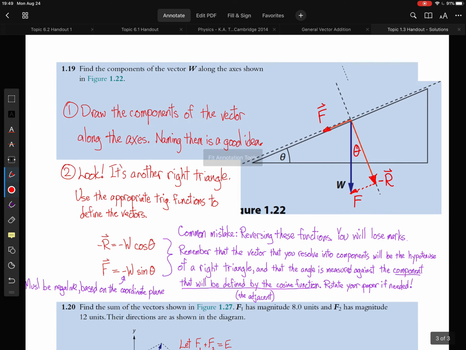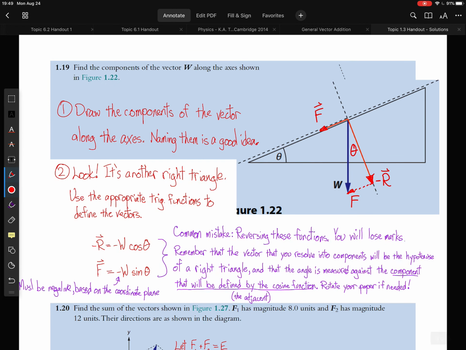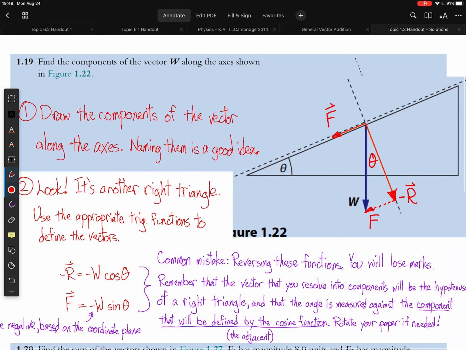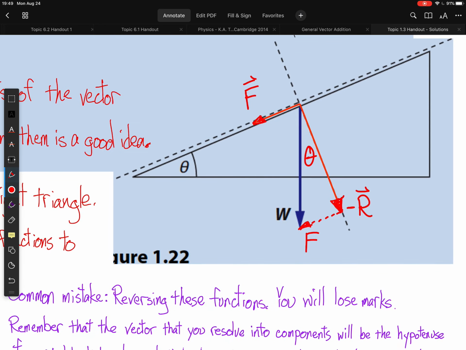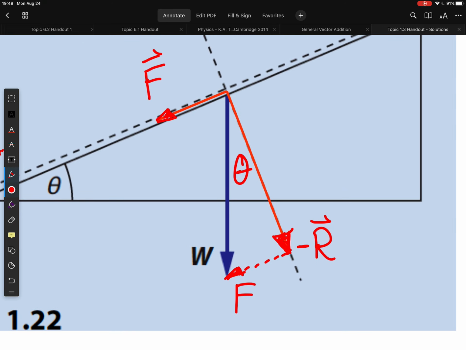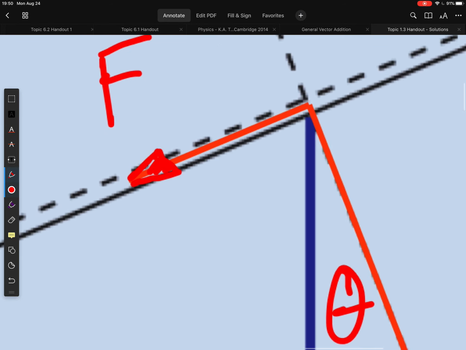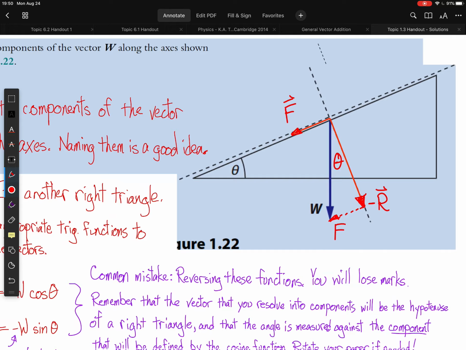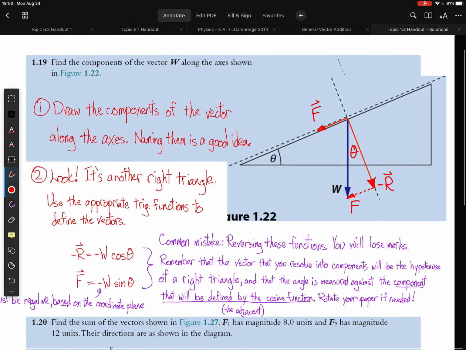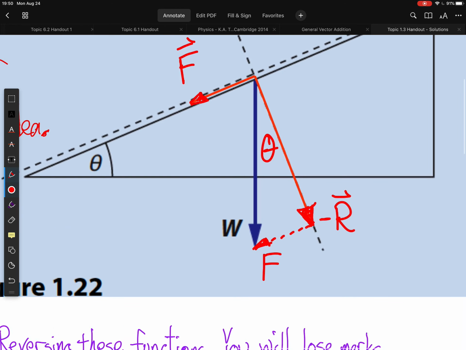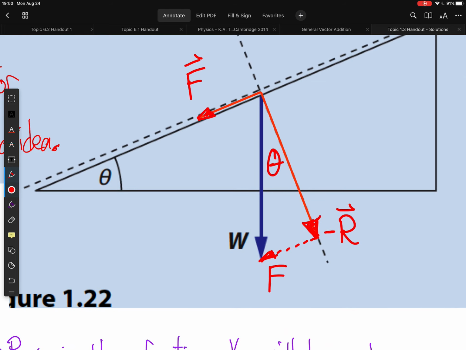All right, next one. Draw the components of vector w along the axes shown. So the first step is to draw a diagram, and this is frequently the case. So here's w right here, and then I've drawn our component vectors along the axes as instructed. Note that my vector here is not perfectly lined up, a little bit sloppy. You can't really see it when it's zoomed out, but anyway, there you go. It's supposed to be on that axis.